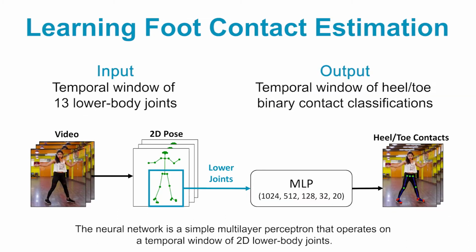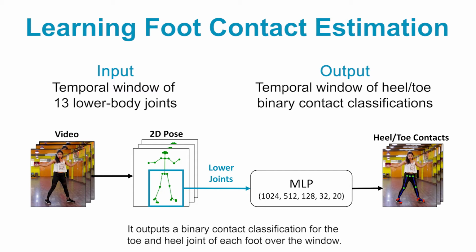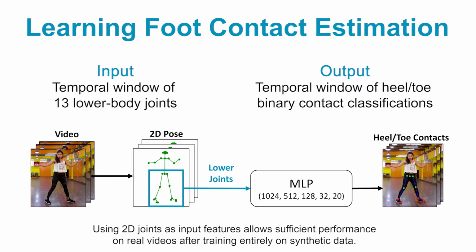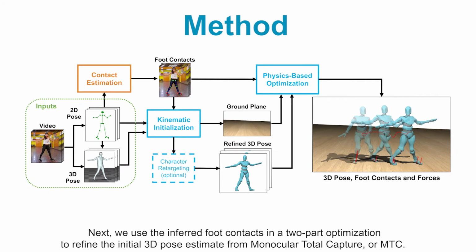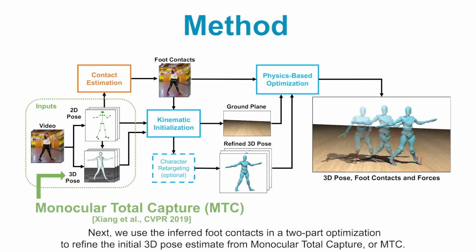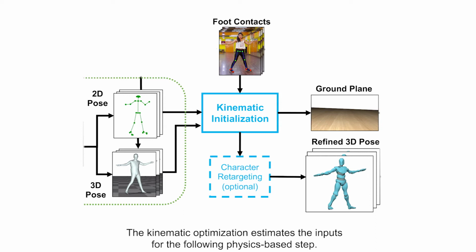The neural network is a simple, multi-layer perceptron that operates on a temporal window of 2D lower body joints. It outputs a binary contact classification for the toe and heel joint of each foot over the window. Using 2D joints as input features allows sufficient performance on real videos after training entirely on synthetic data. Next, we use the inferred foot contacts in a two-part optimization to refine the initial 3D pose estimate from monocular total capture, or MTC.